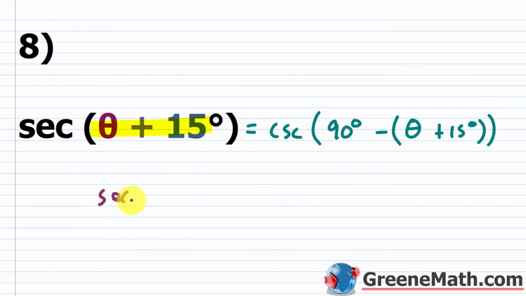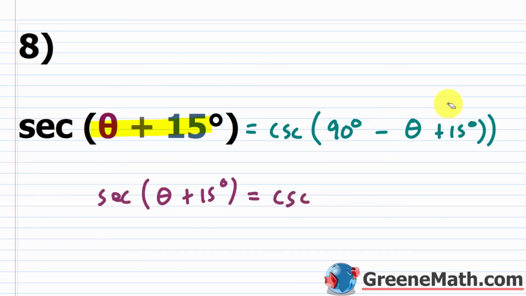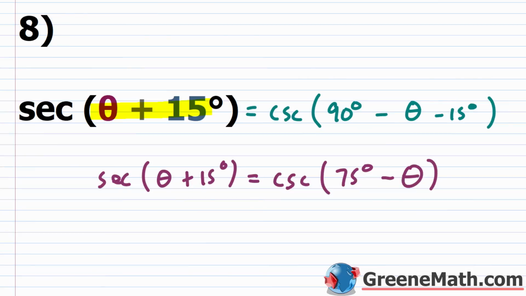So we're saying the secant of theta plus 15 degrees is equal to the cosecant of, well, we know this negative would be distributed to each. So you have negative theta and negative 15 degrees. So this would be 90 degrees minus 15 degrees, which is 75 degrees, and then basically minus theta. So this is how you could write this in terms of its cofunction. And you could play around with some simple angle measures if you wanted to.